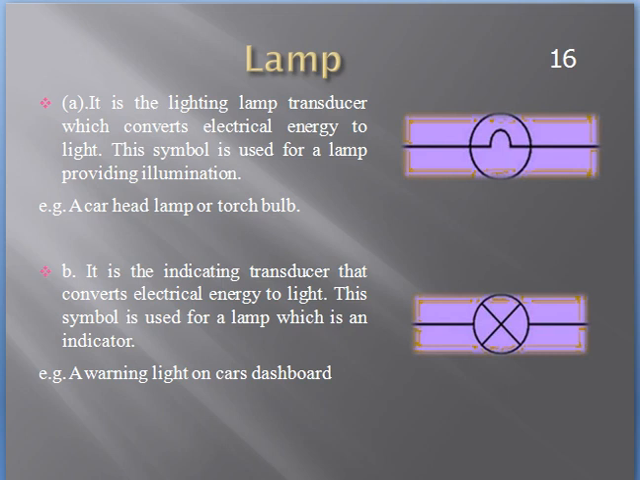Next, how to represent a lamp. In this manner, we will represent a lamp. It is the lighting lamp transducer, which converts electrical energy into light energy. This is the symbol of a lamp providing illumination.